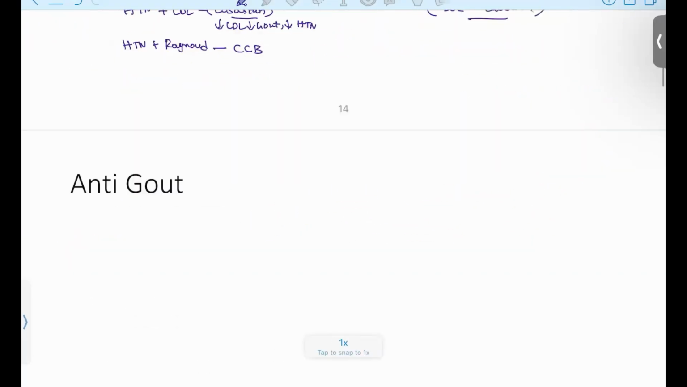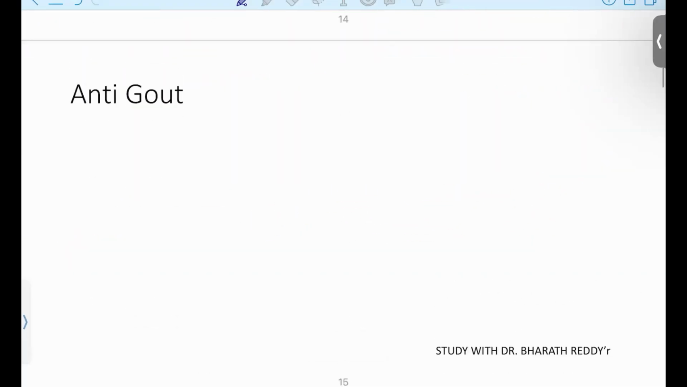All right, next moving on to the anti-gout drugs. So first we see what the classification of gout is. Gout is commonly associated with an acute form, or it can be a chronic one.